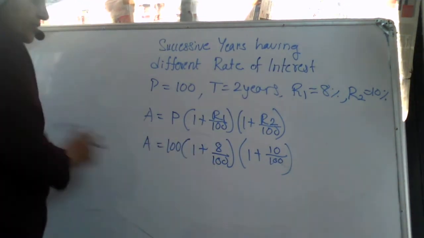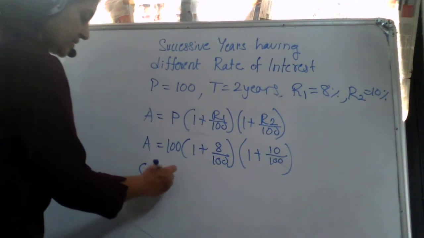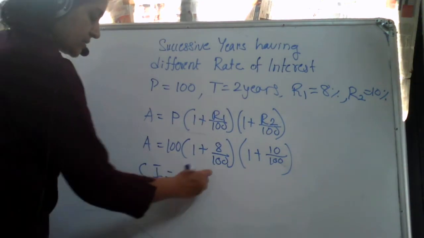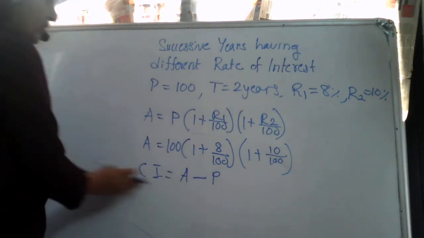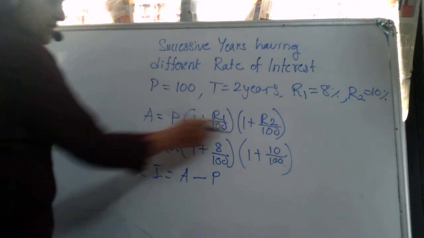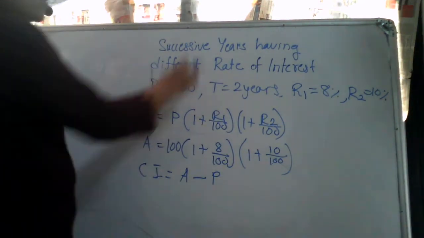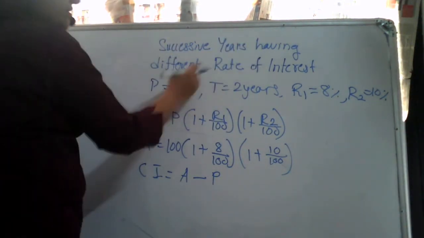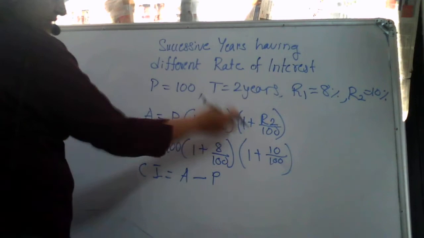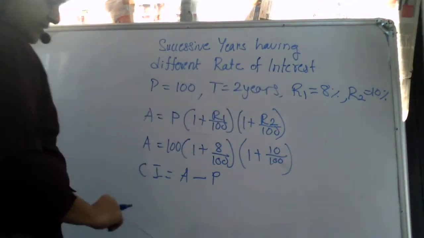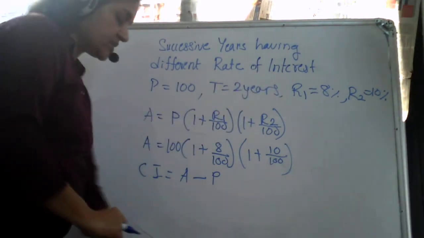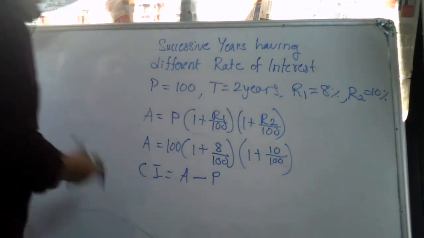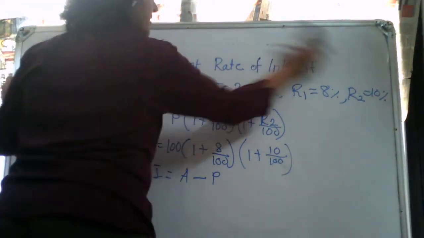If you want to calculate the CI, then you know that you can subtract principal from amount and get CI. This is how it should be calculated when successive years have different rates of interest. Okay, after this we'll discuss finding a rate and time period.